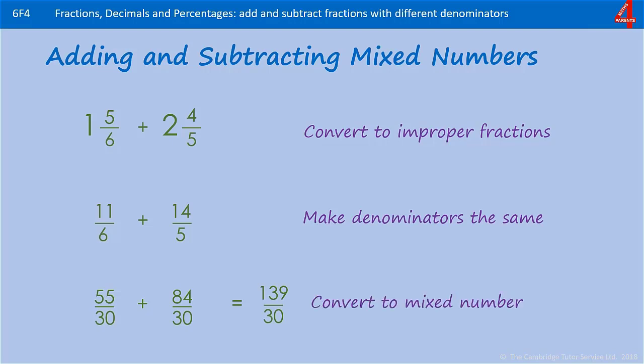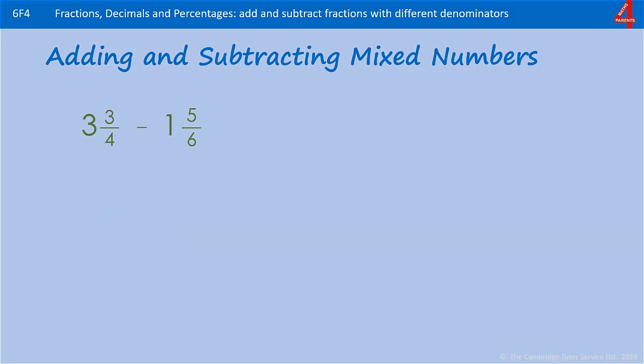So to convert this to a mixed number, how many times will 30 go into 139? Well, 30 will go into 120 4 times, and then out of 30 we have 19 left. We can't simplify that because 19 and 30 share only one factor, and that's 1. Have a go at this one, pause the video, see how you get on.